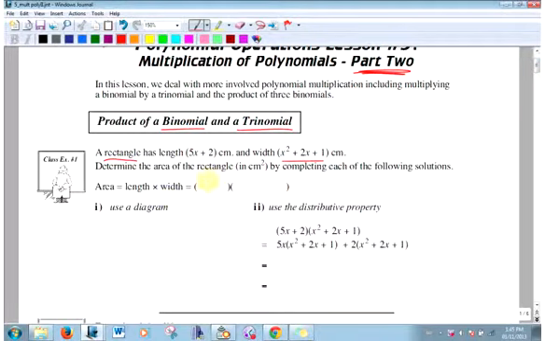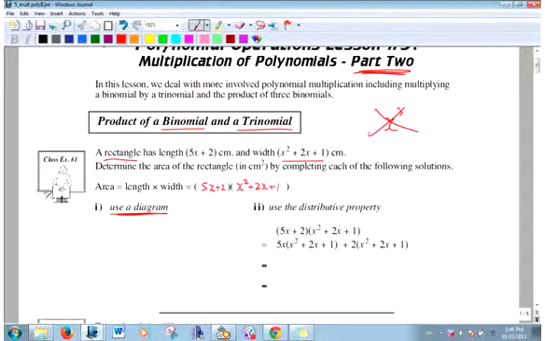Okay, so length 5x plus 2 times the width x squared plus 2x plus 1. I'm not going to even bother trying to do algebra tiles with this. Okay, that's crazy. When I multiply x by x squared and get x cubed, do we even have a symbol for that? No. This model falls apart.